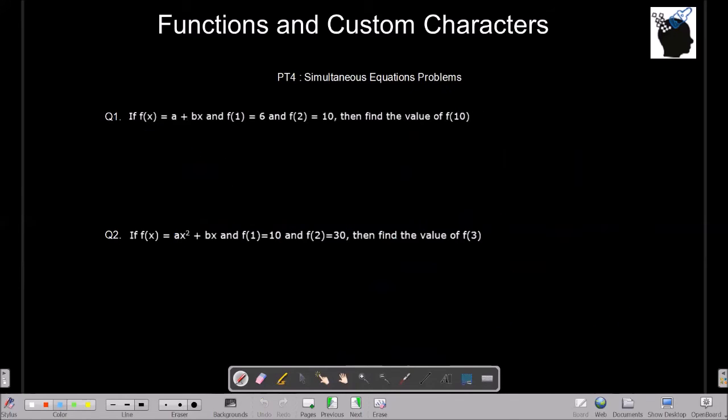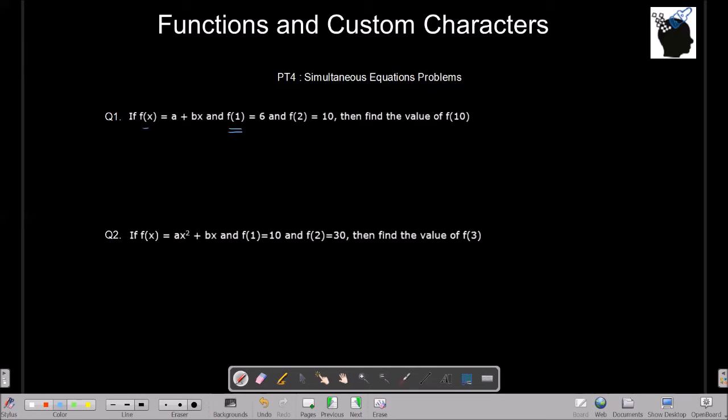So the next problem type is on simultaneous equation problems. Let's try the first one. If f of x is equal to a plus bx, and f of 1 is equal to 6 and f of 2 is equal to 10, then we need to find the value of f of 10.